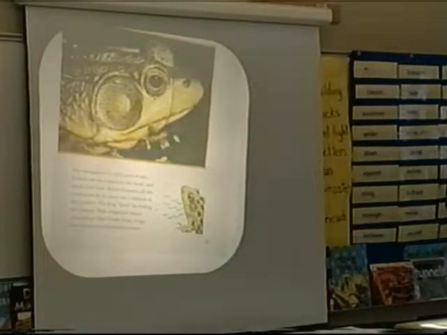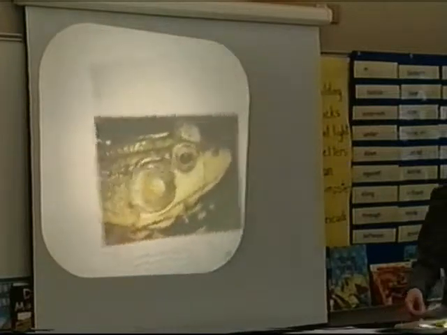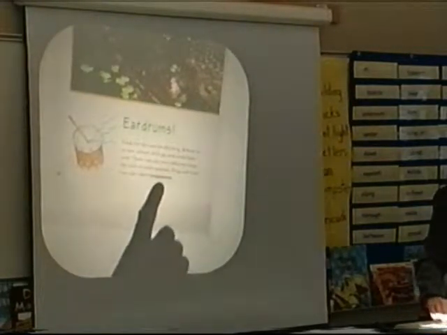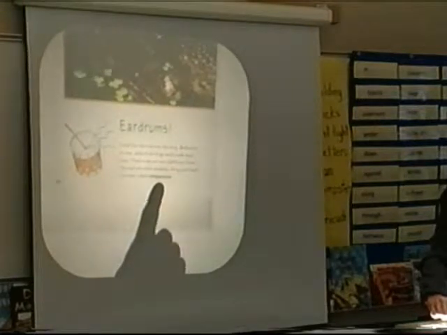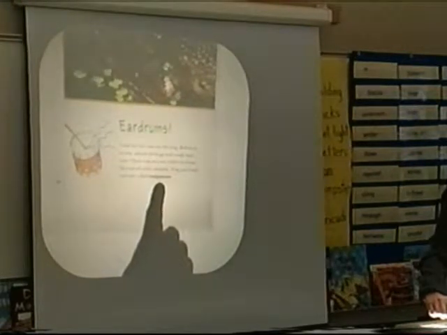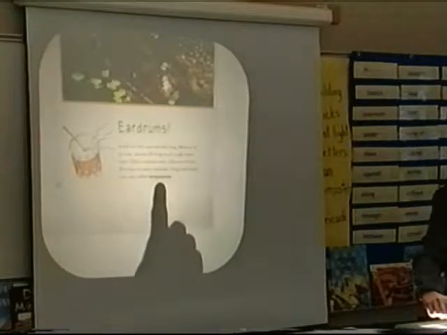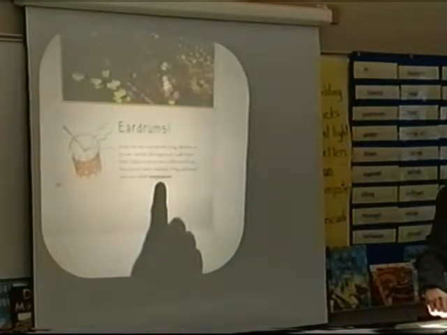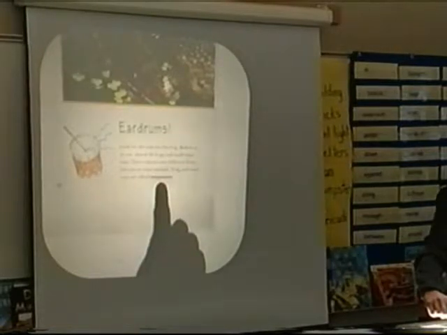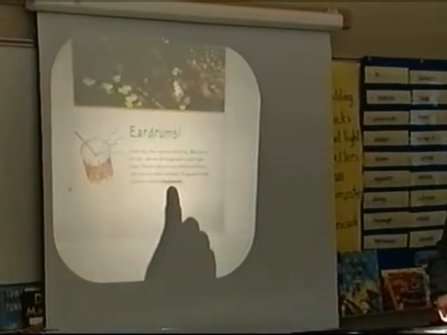The next thing I noticed was that on this page, at the bottom, there was a word in bold, dark print. And we know that we've looked at these a lot. We know that authors, when they have something important, that they're trying to teach us a new word, or it's an important word or a key word, they'll often put it either in bold print or italics.